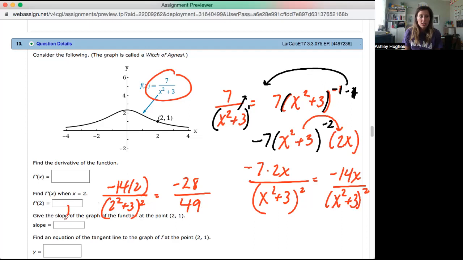Okay, so these are actually the same answer because the slope is the derivative. That's what it wants you to understand. Then it says write an equation. Writing an equation is just y minus the y coordinate equals the slope, which is 4 over 7, times x minus the x coordinate, and then you can just add the 1 over.